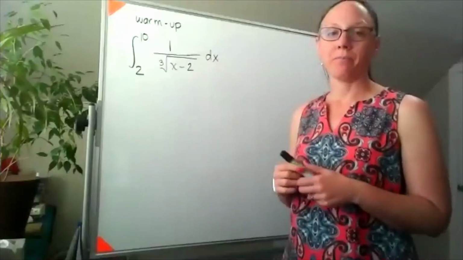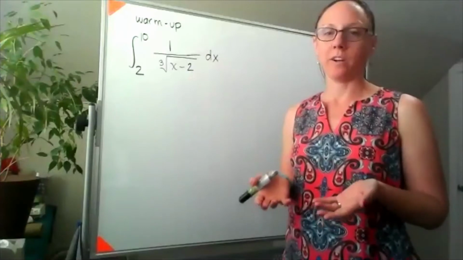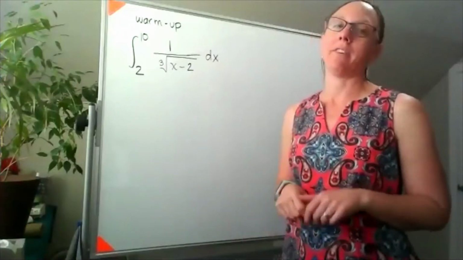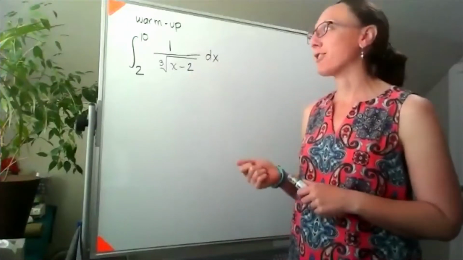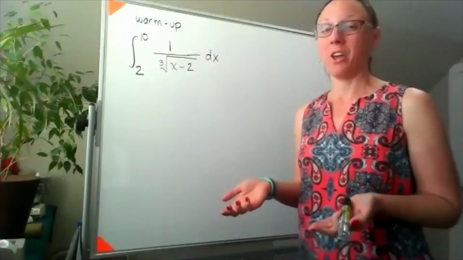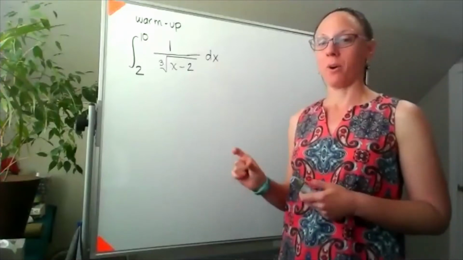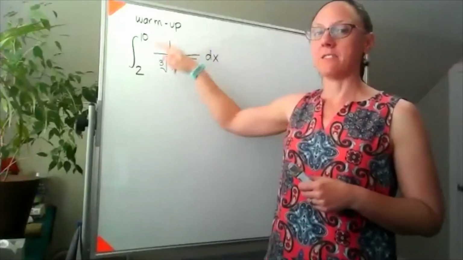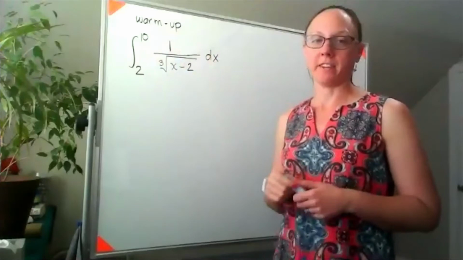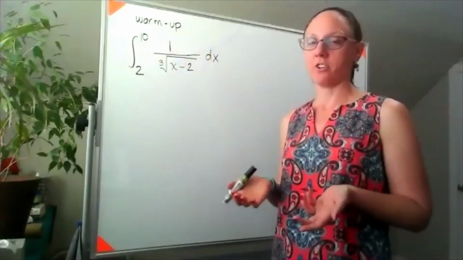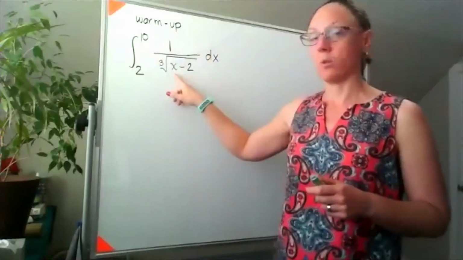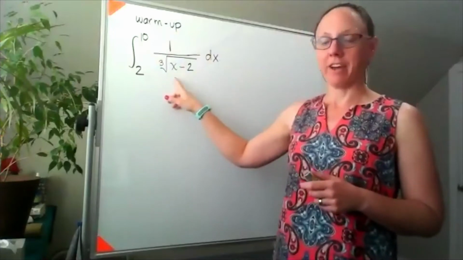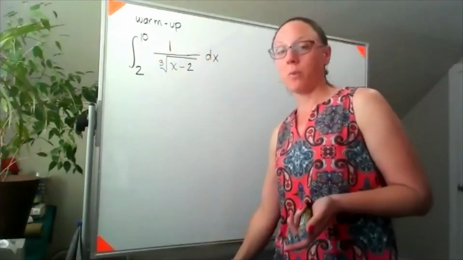Look at this problem. The first thing that we want to check, anytime we have a definite integral, is whether the integral is proper or not. Thinking about the way that I've written this function that we're going to find the antiderivative of, it has a discontinuity when x equals 2, because that would make us divide by 0.